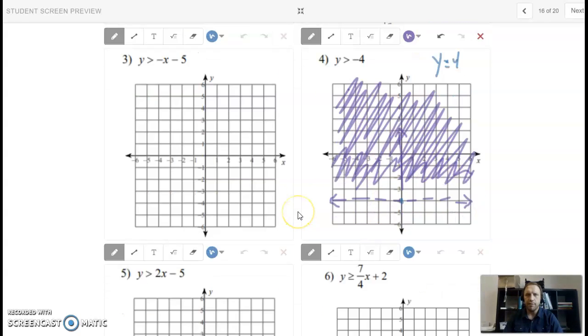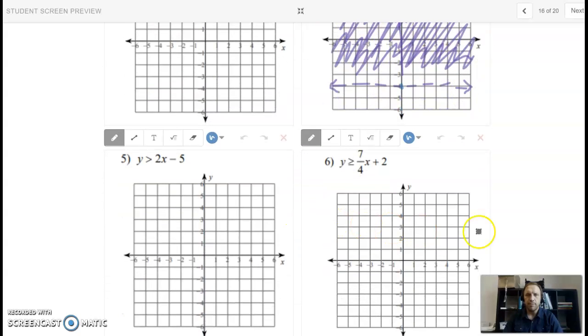Y is greater than -4. Let's keep going and try these two out. y is greater than 2x minus 5. So I start with my y-intercept of negative 5, and my slope is 2.